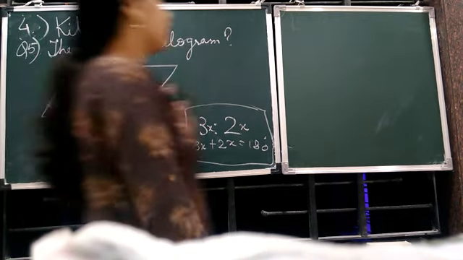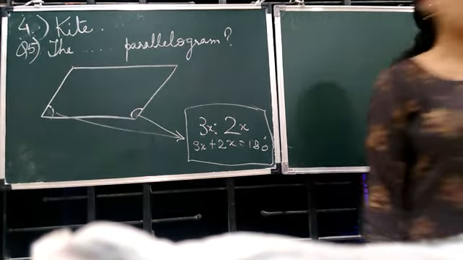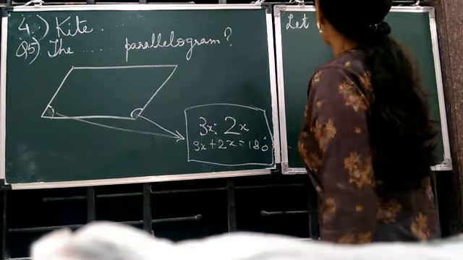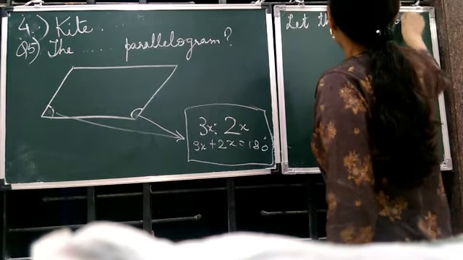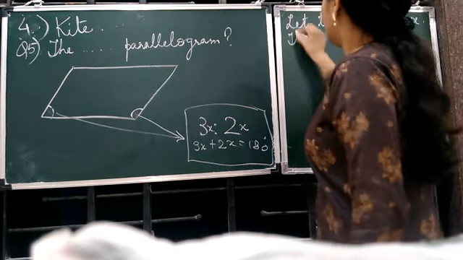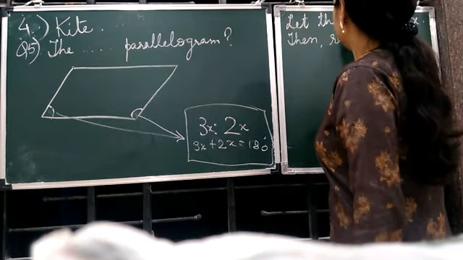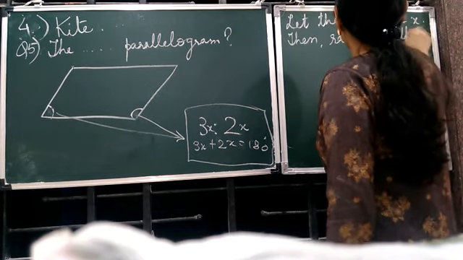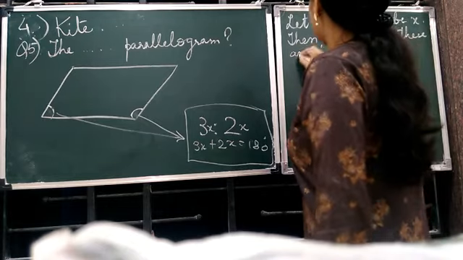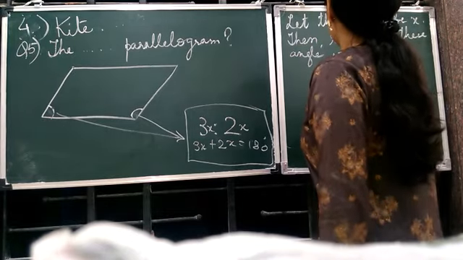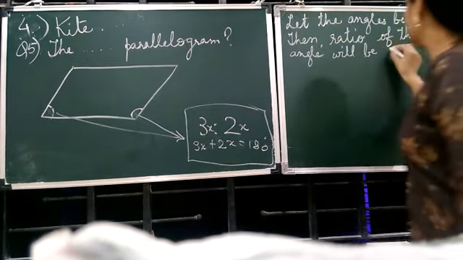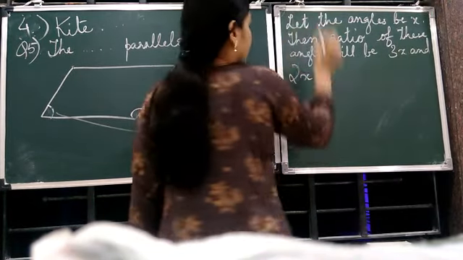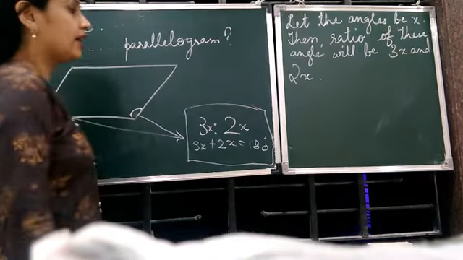Got it? So we will presume let the angle be x. Then the ratio of these angles will be 3x and 2x. Okay, so the ratio is 3x and 2x.